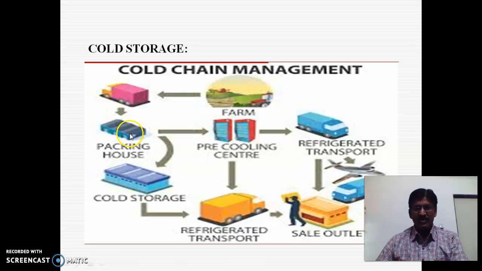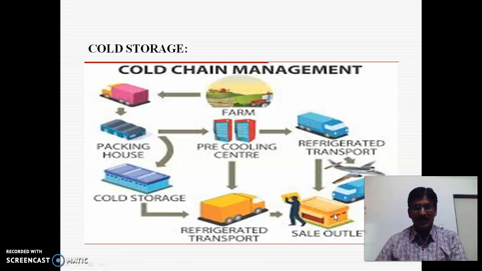Second, if you see the link of cold chain management, after farming it goes to your packaging house, and after the packaging house this goes to the pre-cooling center. If we immediately want to supply this product to the market, then the pre-cooling center is there, and refrigerated transport, and from refrigerated transport it goes to the sales outlet. So that's the basic cold chain management.